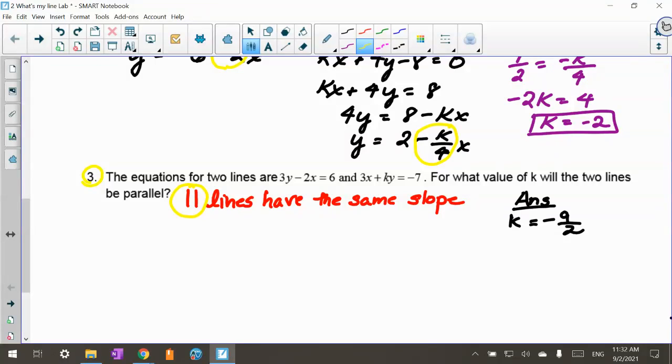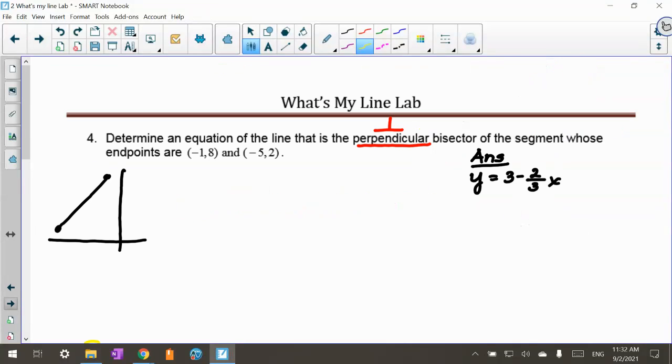Let's look at number 4 now. Number 4 says: determine an equation of a line that is the perpendicular bisector of the segment whose endpoints are negative 1, 8 and negative 5, 2. So what I did here is I drew a little picture. Here's negative 1, 8 right here. And here's negative 5, 2. And it's a line segment, so I just drew a line in there.